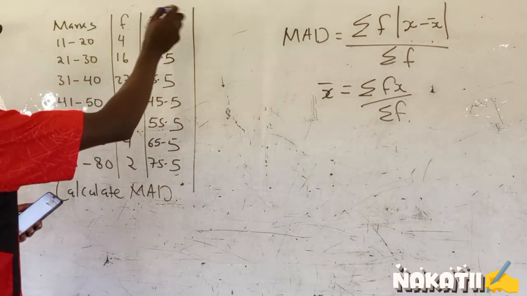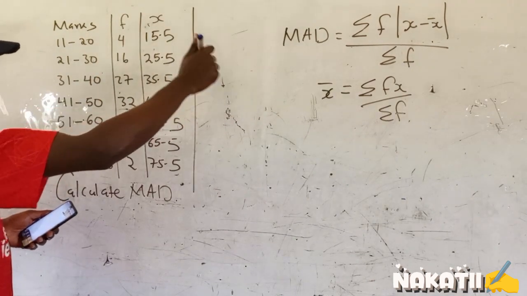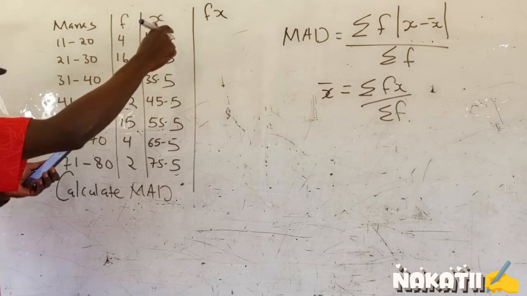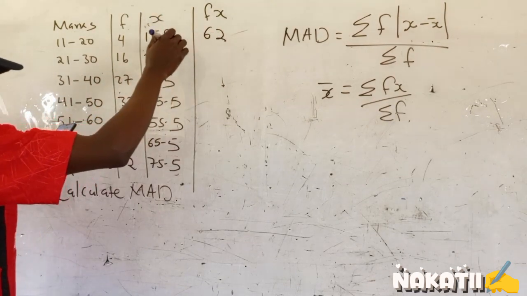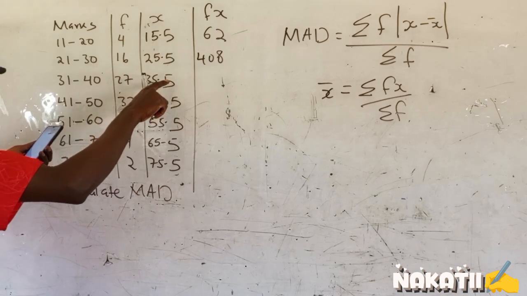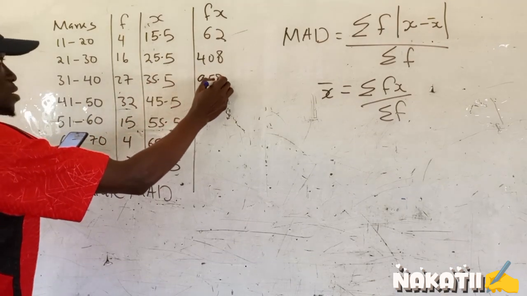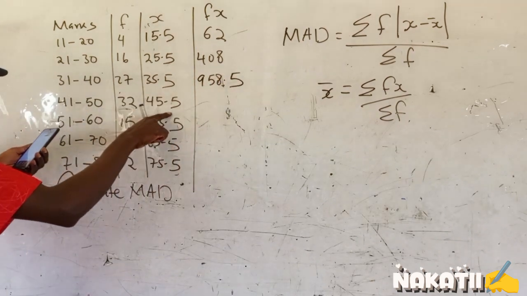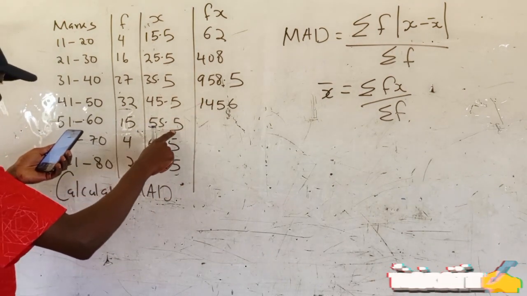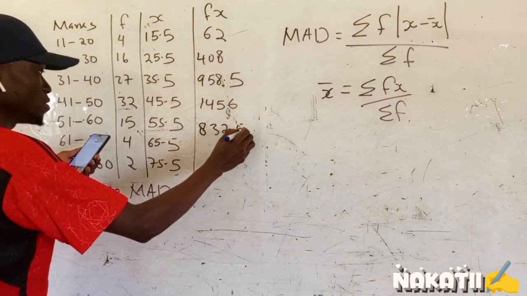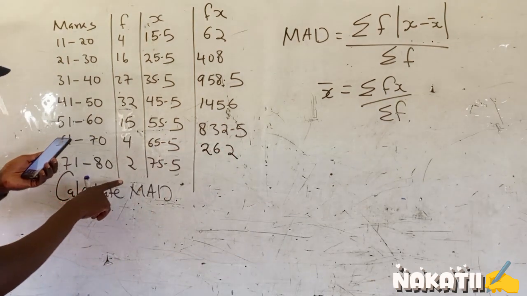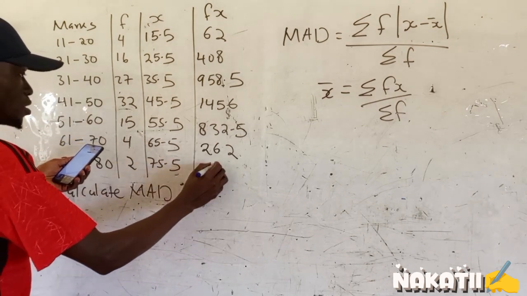Then you multiply these two columns to get fx, because mean is the summation of fx. If you multiply 4 times 15.5, you get 62. Then 16 times 25.5 gives 408. If you multiply 27 times 35.5, you get 958.5. Then 32 times 45.5 gives 1456. When you multiply 15 times 55.5, you get 832.5. Then 4 times 65.5 gives 262. Lastly, 2 times 75.5 gives 151.